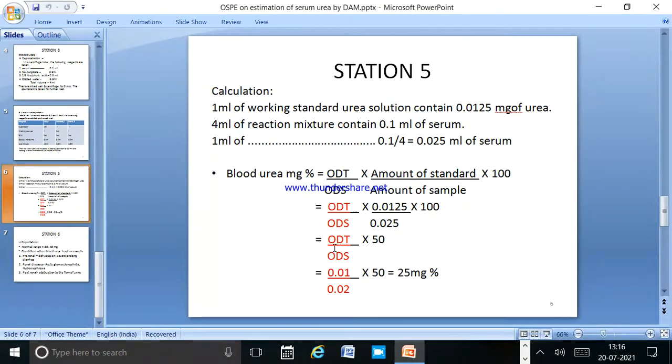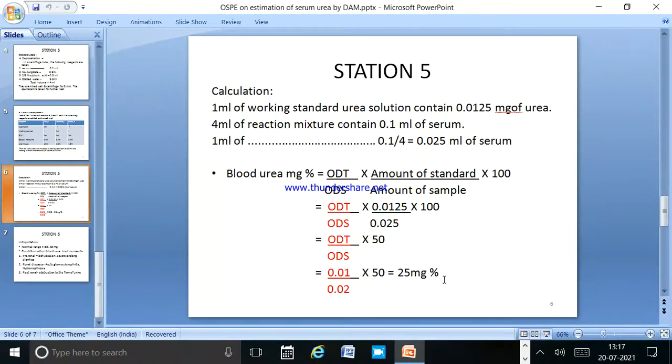After measuring ODT and ODS by setting the optical density of the blank at 0, we get the values 0.01 and 0.02, which give a value of 25 mg% of blood urea.